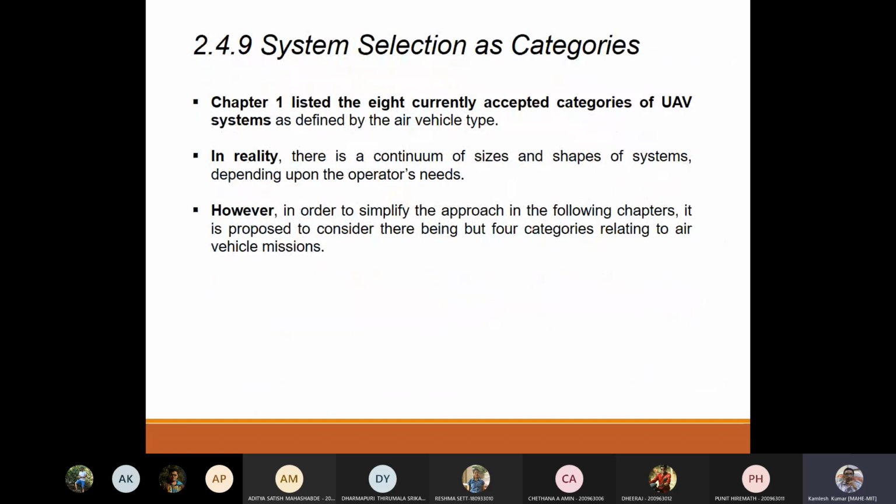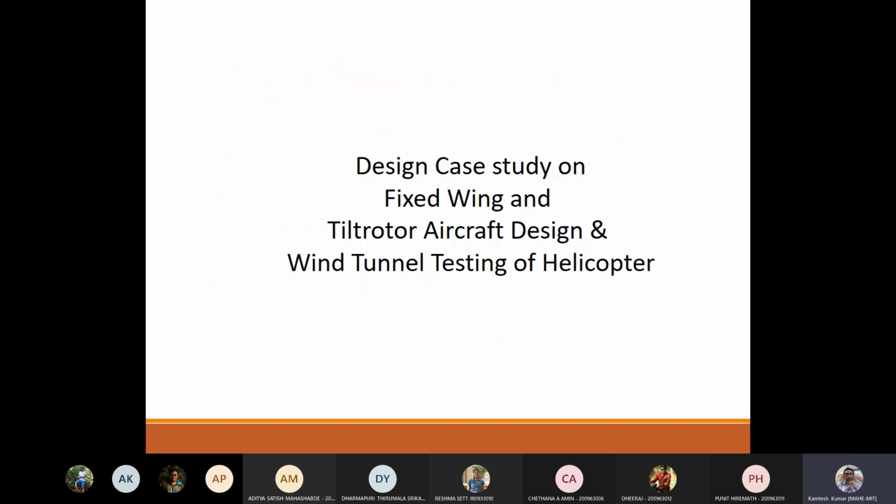Then, as one of the tutorials, I am highlighting these slides, which will project a few models: one fixed wing, one tilt rotor, and one wind tunnel testing of helicopters. Then I will go to the third chapter, which is aerodynamics related. Basic aerodynamics will again be covered there. Any questions?